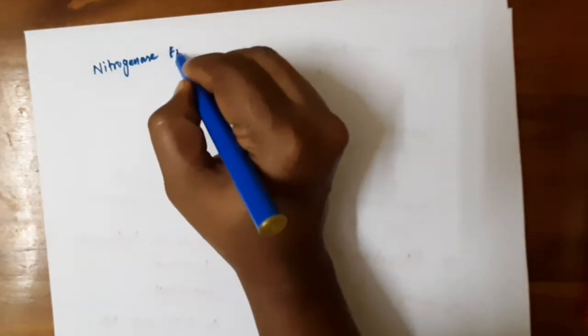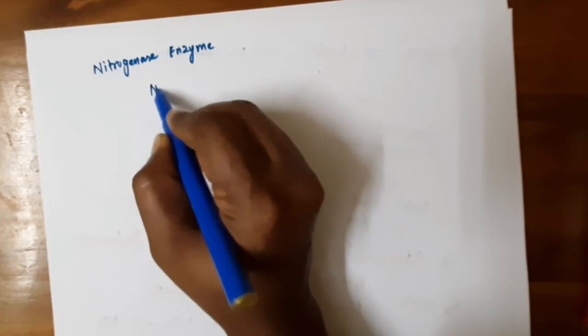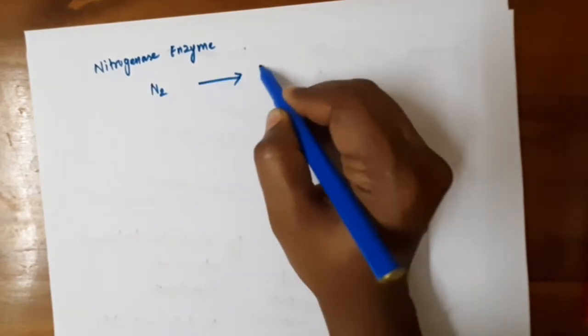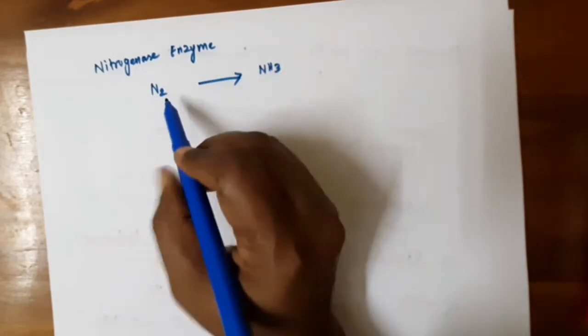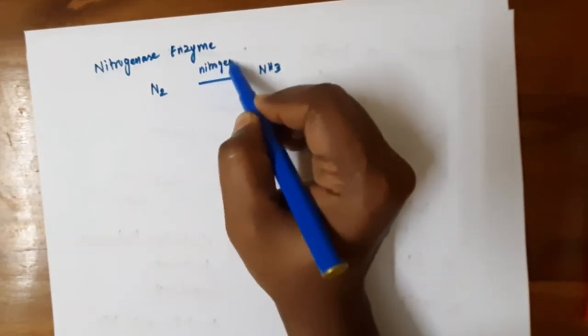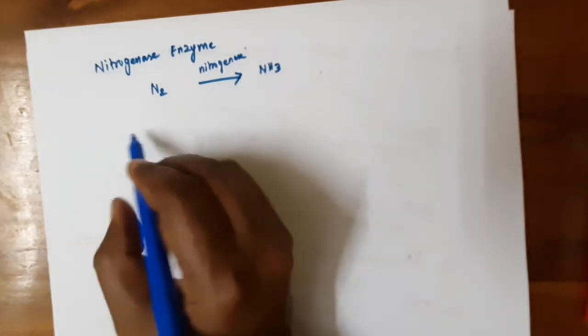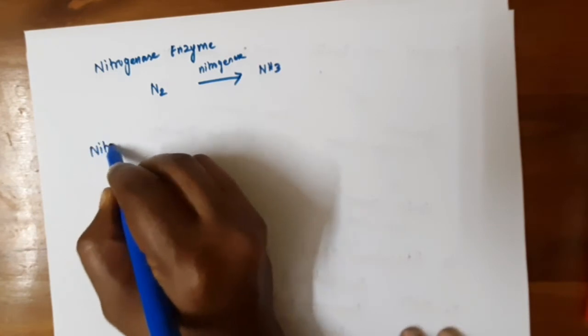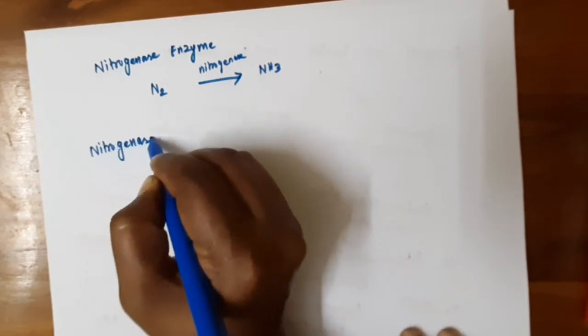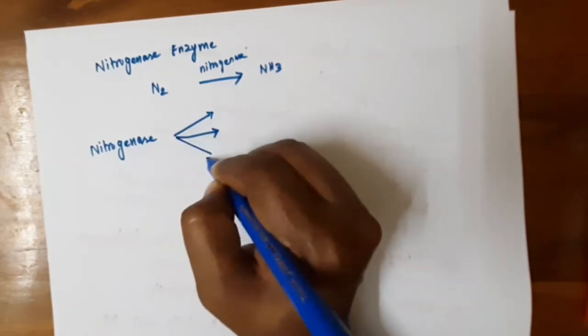Nitrogenase enzyme. This nitrogenase enzyme converts atmospheric nitrogen into ammonia. The nitrogen, in the presence of the nitrogenase enzyme, which acts as a biocatalyst and facilitates the reaction, is converted to ammonia. And if you look at the nitrogenase enzyme, it comes in 3 types.